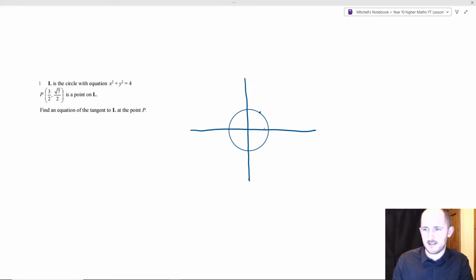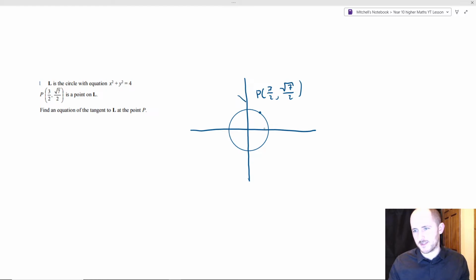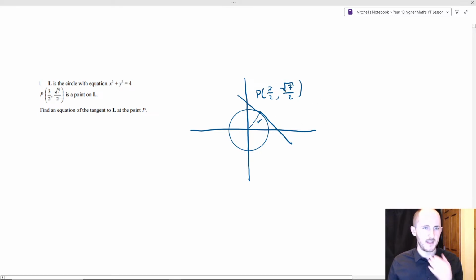And the point P is over here, and it's 3 over 2, root 7 over 2. And we have a tangent. Okay, it's a bit better to that point. And we're trying to find an equation for the tangent. Again, we're doing the same type of thing. Find the gradient of the radius. The only difference here is that they do have ugly numbers, right? And this is a non-calculator question, by the way.